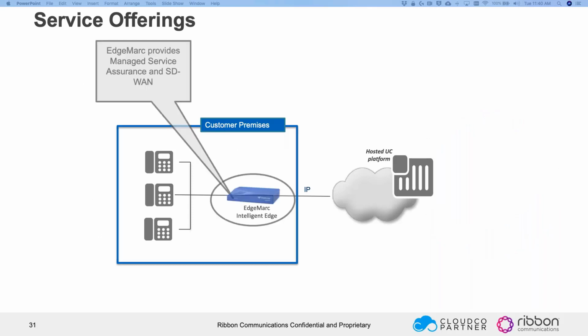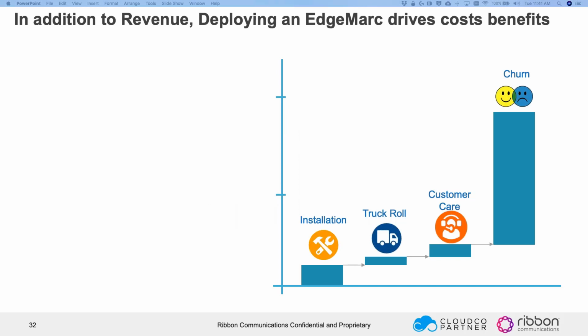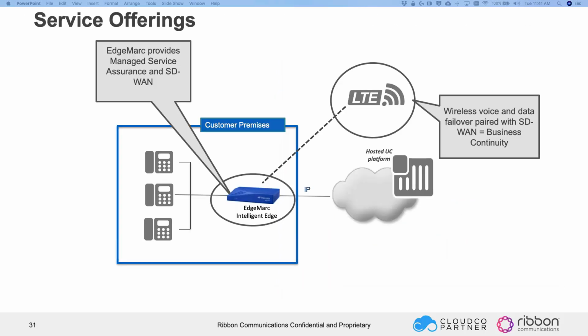From a service offering perspective, essentially it's deploying an EdgeMarc on the customer site using broadband connections, whether it be broadband or LTE from a business continuity perspective. It makes it very easy. It's a very easy deployment model. It allows you to quickly get a customer up and running using the EdgeMarc and the zero-touch provisioning components. But the power is tremendous in what you're giving by putting that device there.